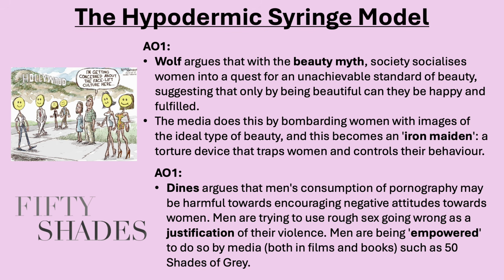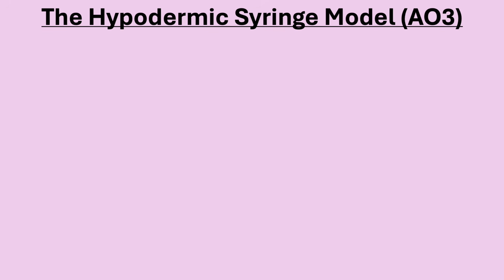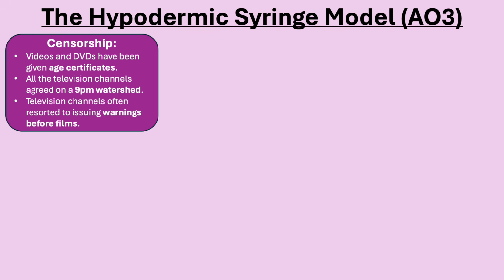Dines argues that men's consumption of pornography may be harmful towards encouraging negative attitudes towards women. Men are trying to use rough sex going wrong as a justification of their violence. Men are being empowered to do so by media, both in films and books, such as 50 Shades of Grey. How can we critique the hypodermic syringe model?